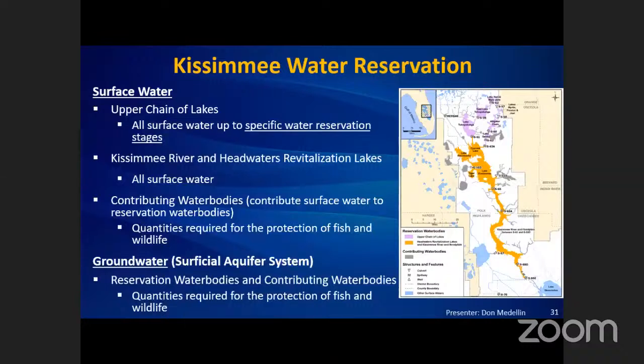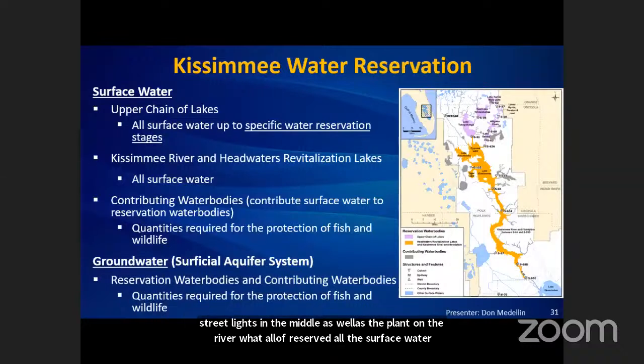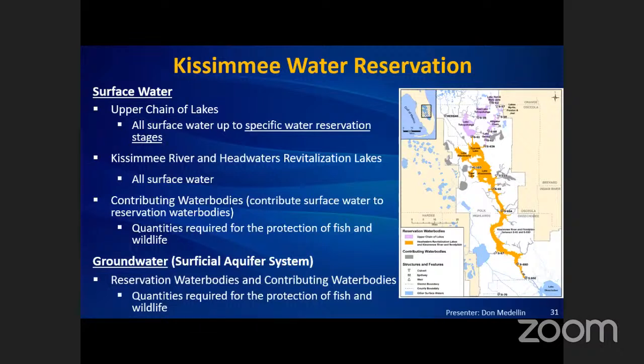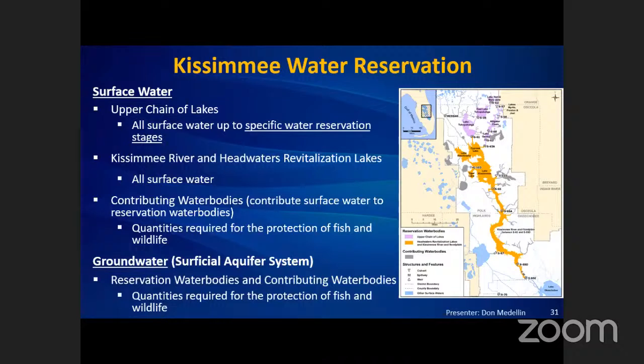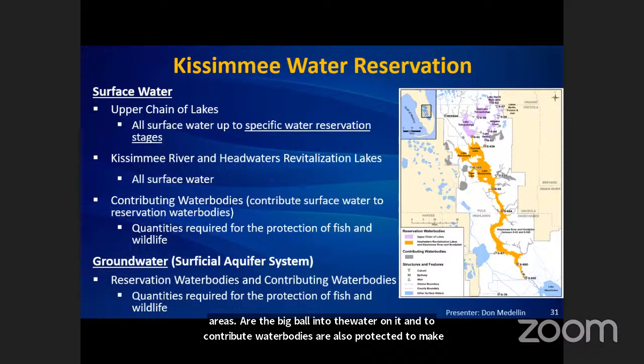And then we also have these gray areas in this graphic that you see. These gray areas are what they call contributing water bodies. And the contributing water bodies are also protected to make sure that the reservation water bodies themselves fill up and aren't impacted by withdrawals within those tributary systems. And groundwater is also protected for the superficial aquifer system adjacent to these reservation and contributing water bodies.